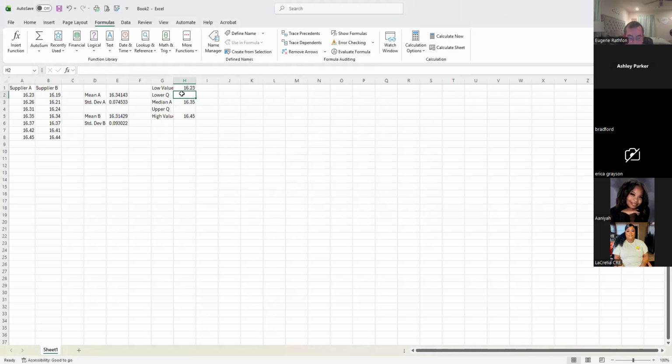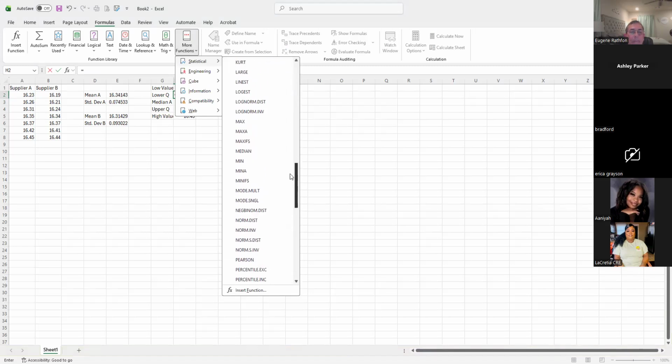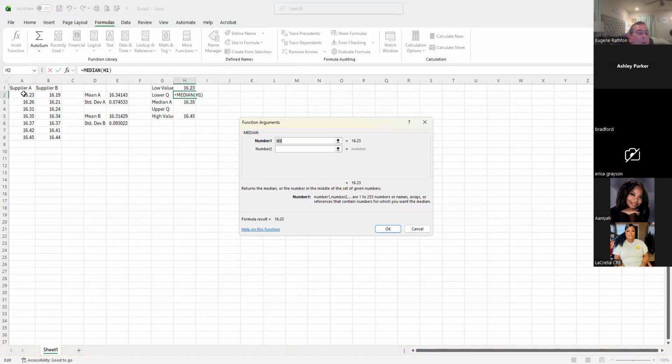Now for the lower quartile, I'm going to hit equals. And I'm just going to highlight the upper three data. Whoops, let me go back. Let me go get that median real quick. So more functions, statistical, go down and get median. But y'all, this time I'm doing the lower quartile, so I'm going to pick the three low values and then hit OK.